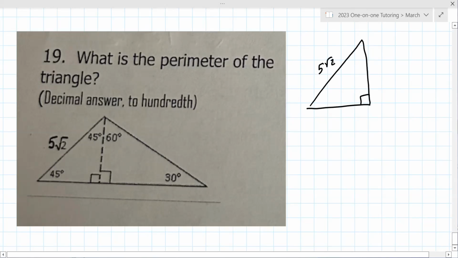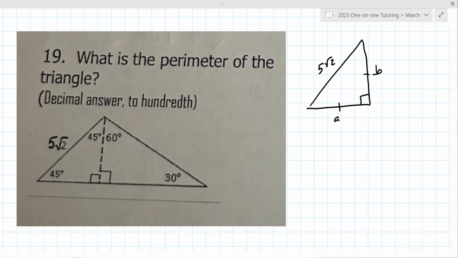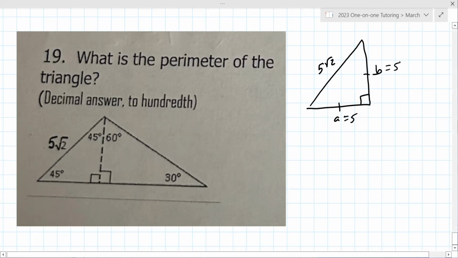5 root 2. What would A and B be in this 45, 45, 90 triangle? So how do you go from the, would it be 5 and 5? Yes. And sometimes you have to go back and look at one of the ones you did, like 13 or 15. Yeah, these are 5. And then you label those in the drawing.